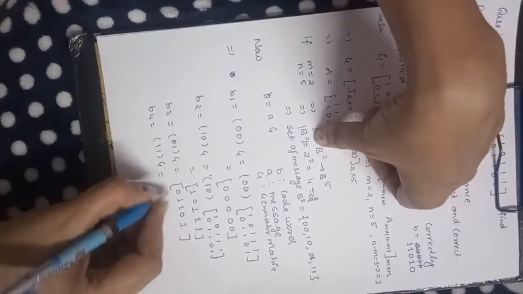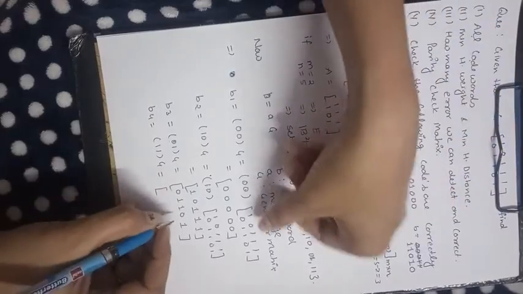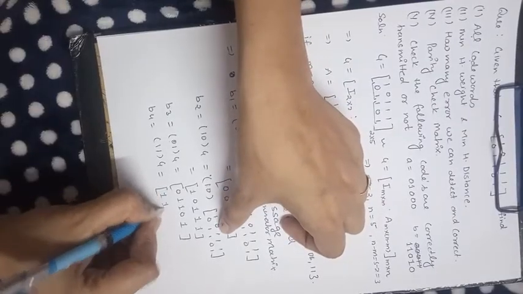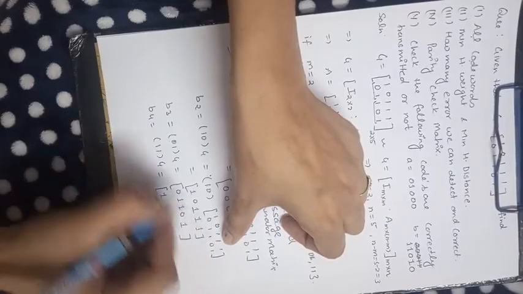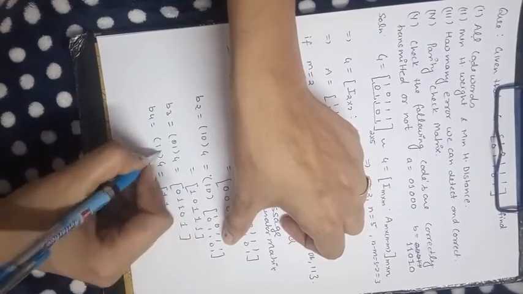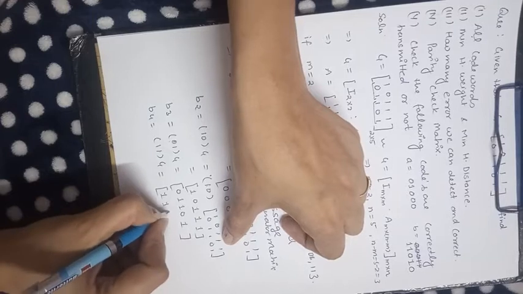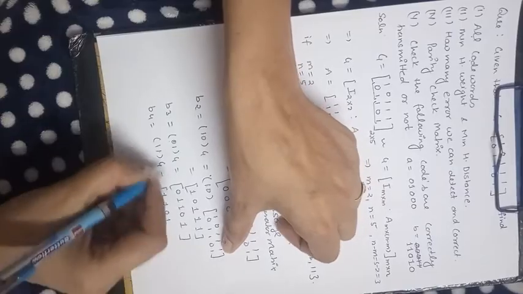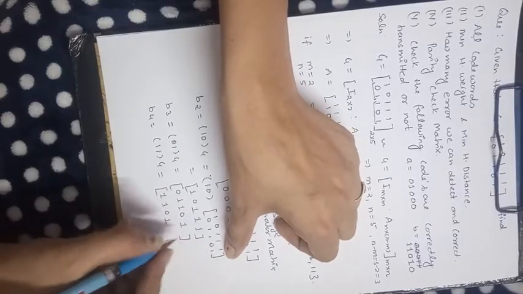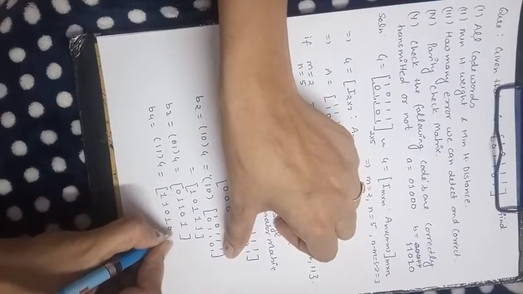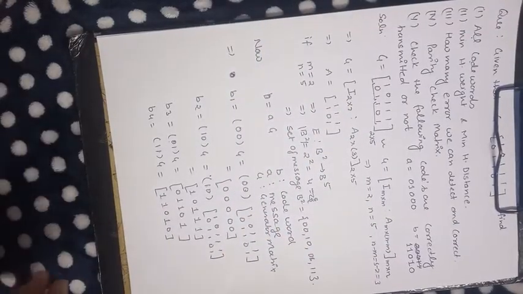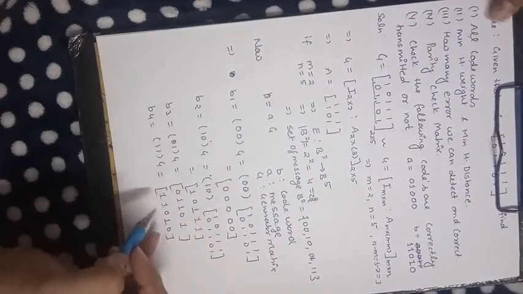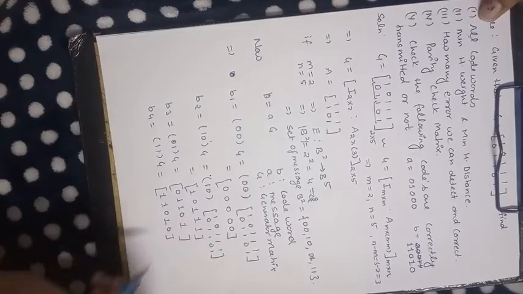1 1 times G is equal to this: 1 1 1. And in this case again 1. Now 1 into 1 plus 1 into 1 is 2, divided by 2, the remainder is 0. 1 into 1 is 1, remainder 1. And in the last case, 1 into 1 plus 1 is 2, divided by 2, that is 0. So these are the code words. The first question is to find all code words, that means with respect to each message we get all the code words.